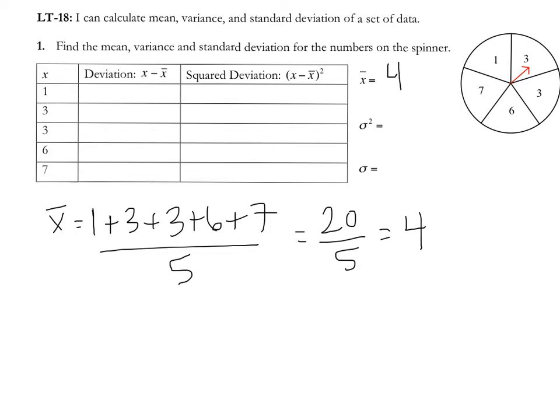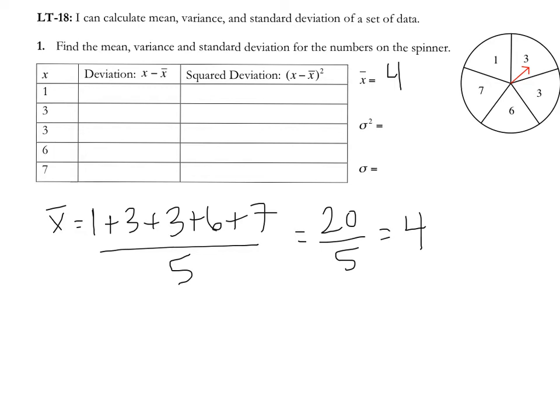Now, the variance and the standard deviation are measures of spread, how spread out the data is. And the way that we calculate how spread out the data is, we think about how far each data point is away from the mean. So that's what a deviation is. It's when you take a data point and you subtract off the mean from it.